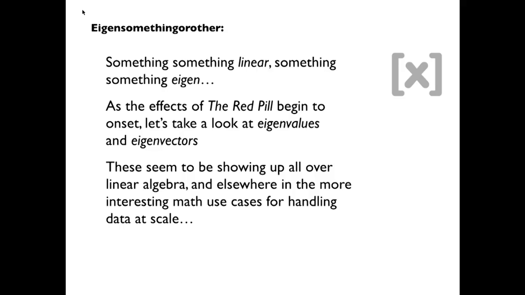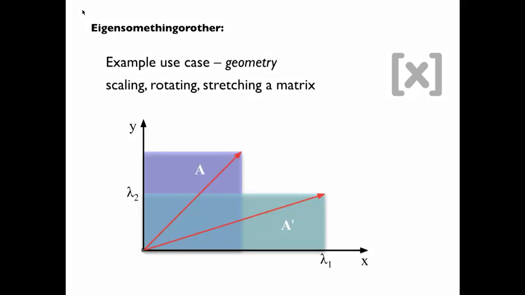There are very interesting use cases for them, especially when you're working with data at scale. So I want to take a look at how these are made. First off, though, let's go through some example use cases just to give a flavor for what you can do with eigenvalues and eigenvectors. One case in terms of geometry: think of doing image processing or video processing.